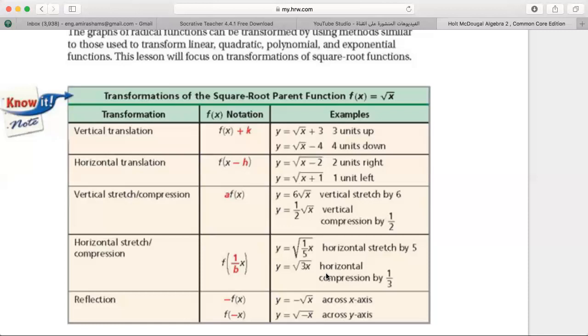Reflection is the easiest one. If there is a negative sign multiplied by the whole function, it is a reflection across the x-axis. If the negative sign is multiplied by x only, under the radical sign, it is a reflection across the y-axis.